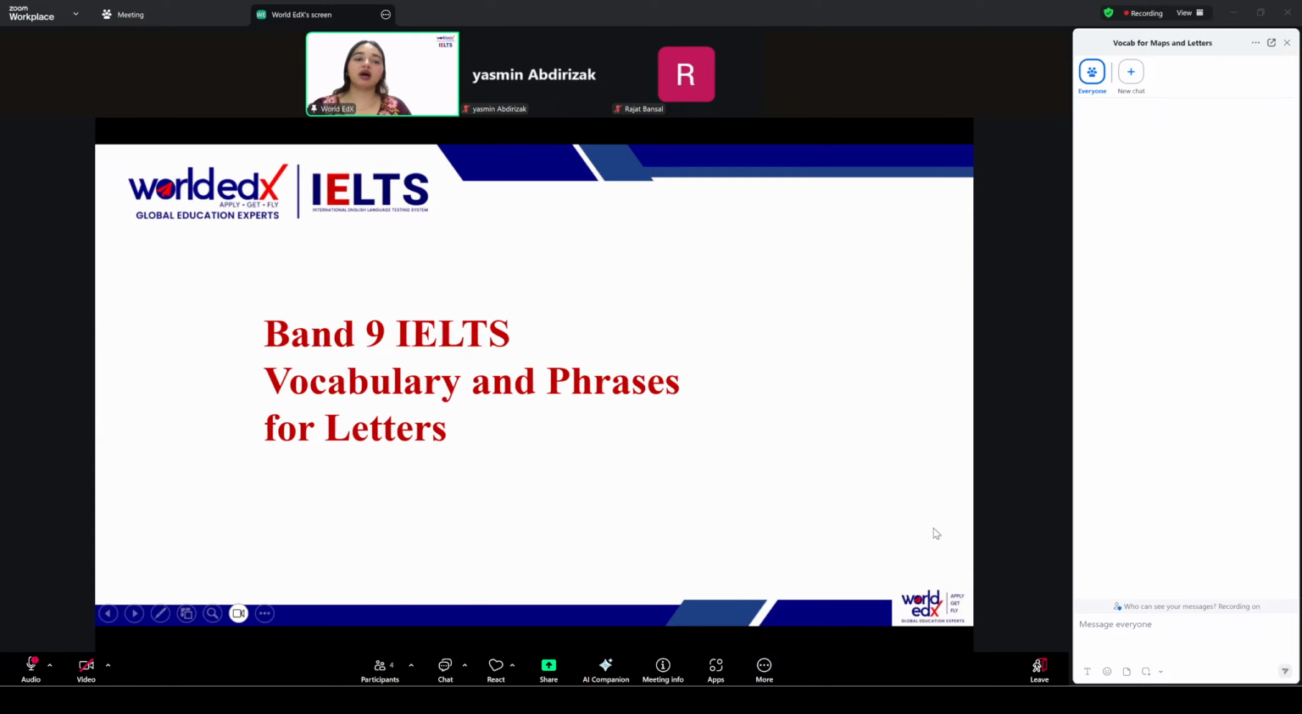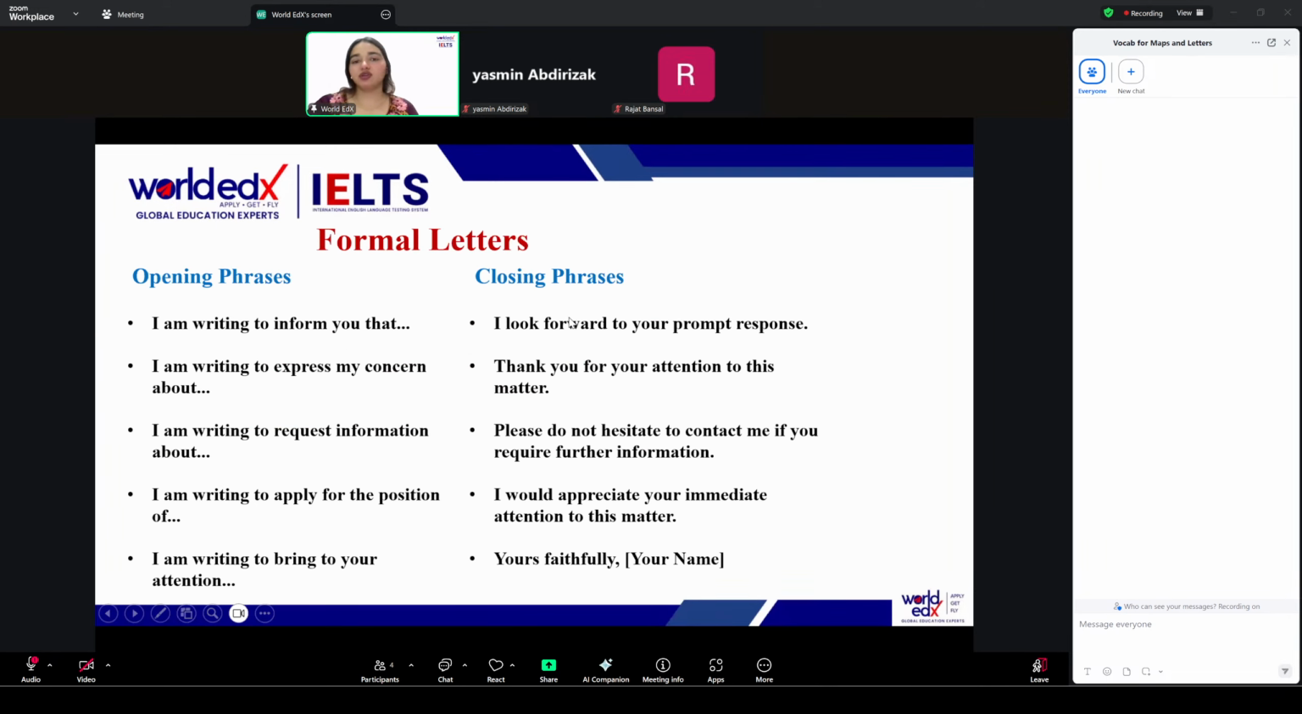Now, when we talk about phrases for letters, if you are going for General IELTS, only then will you have to write a letter in your Writing Task 1. But if you're going for Academic, you just have to write a report. When we talk about letters, you need to know that there are three kinds of letters that you can anticipate in letter writing.